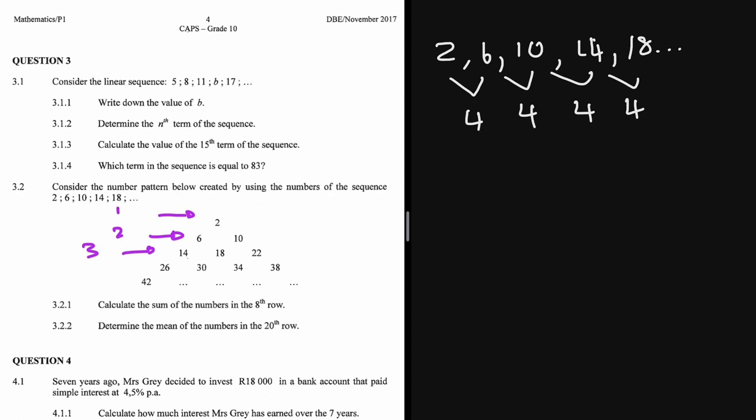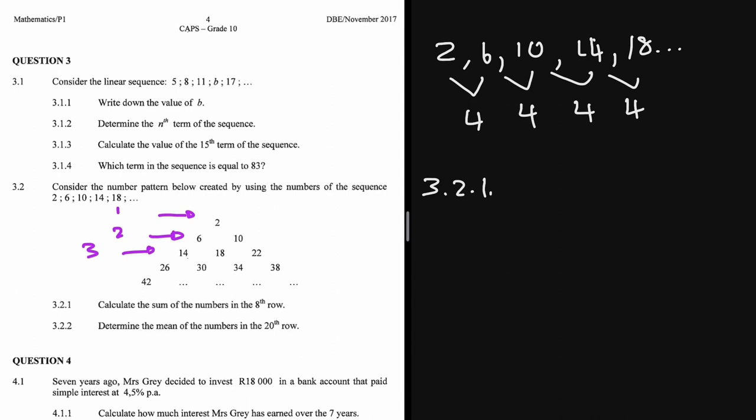So the first question that we get, which is 3.2.1, they say calculate the sum of the numbers in the 8th row. So now, firstly, what are the numbers in the 8th row? We don't know what the numbers in the 8th row are. But now, we know that we can determine the position or the value of the first term of the 8th row.